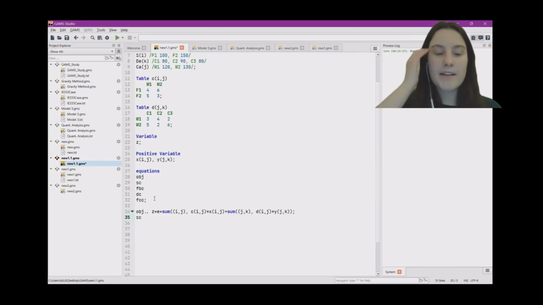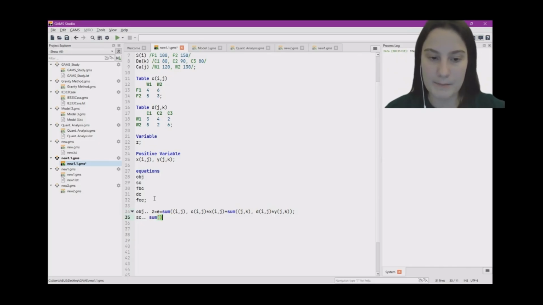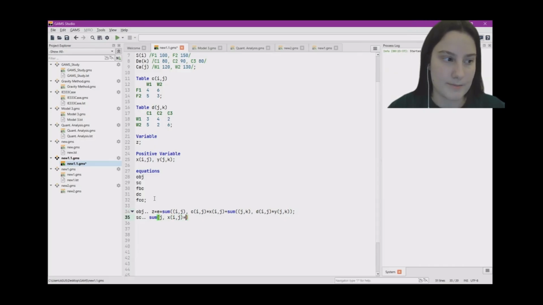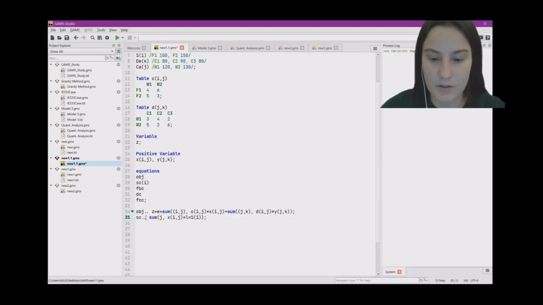Then we have the supply constraints. For the supply constraint, we sum J, X of course, X(I,J), and then this has to be less than or equal to the supply amount, S(I). And we are missing something here, and that's actually the summation sign, let's say, for I. How do we do that? We put it here, I, and then we put it also here. Then it shows that I is also going to increase.